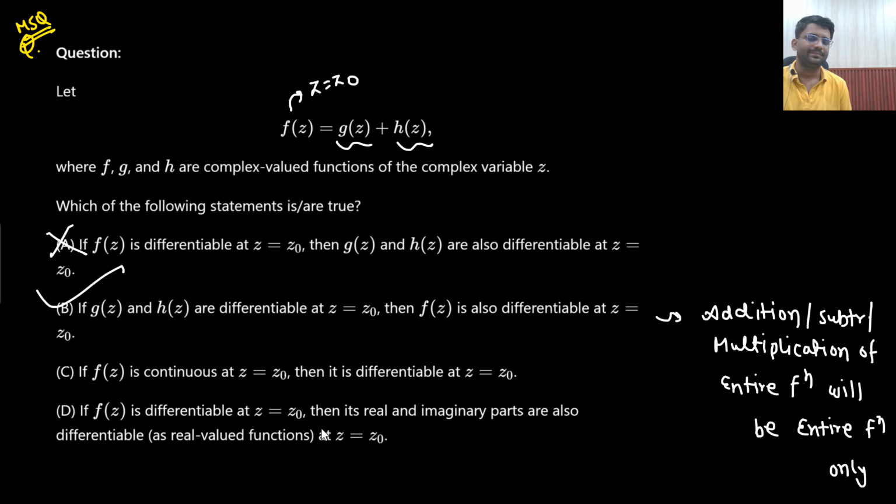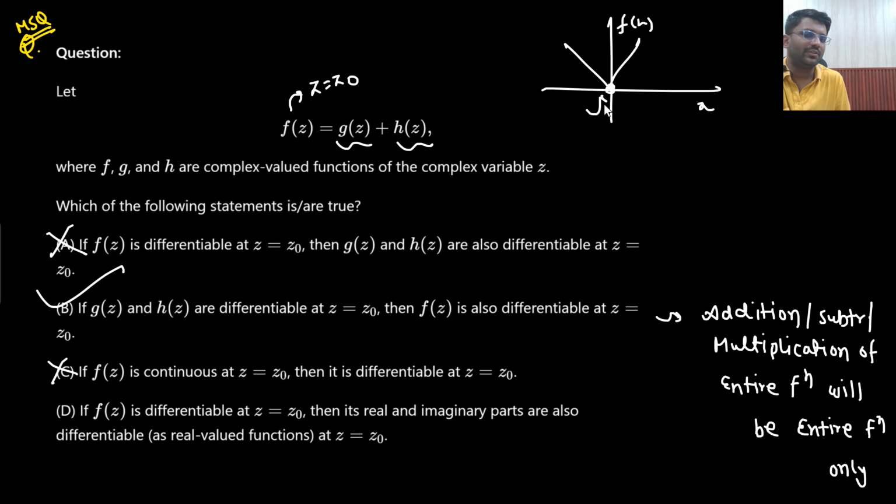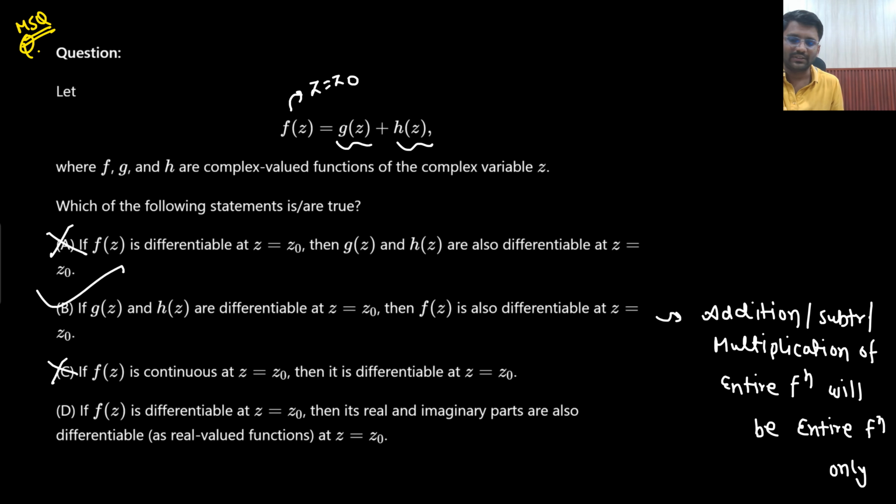This is correct. Next, if f(z) is continuous at z equals z naught, then it is differentiable as well. Absolutely not. If something is continuous, it does not make it differentiable. In the real variable also you can see, this is the graph of mod of x. It is continuous here, but it is not differentiable. If something is differentiable, then surely it will be continuous. But if something is continuous, it might not be differentiable. So this statement is absolutely wrong, which is very simple.